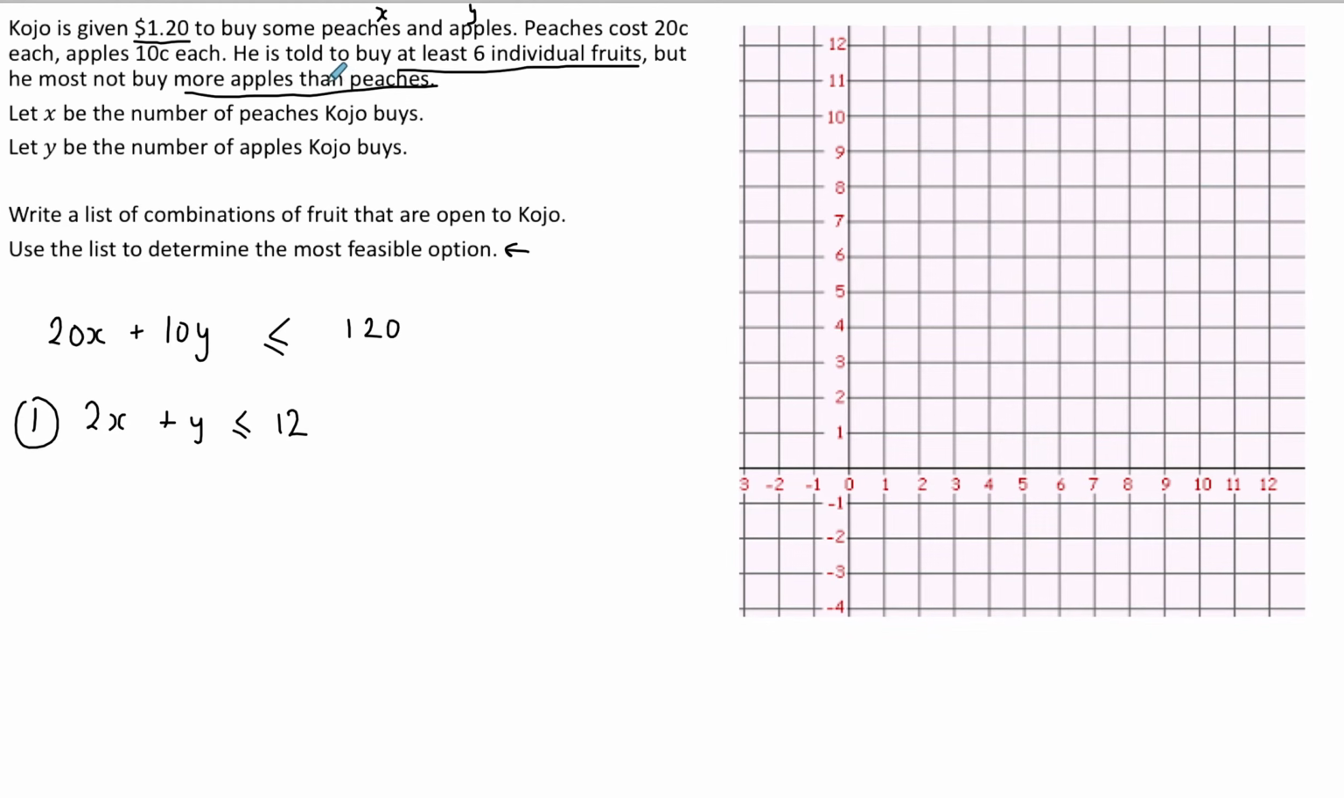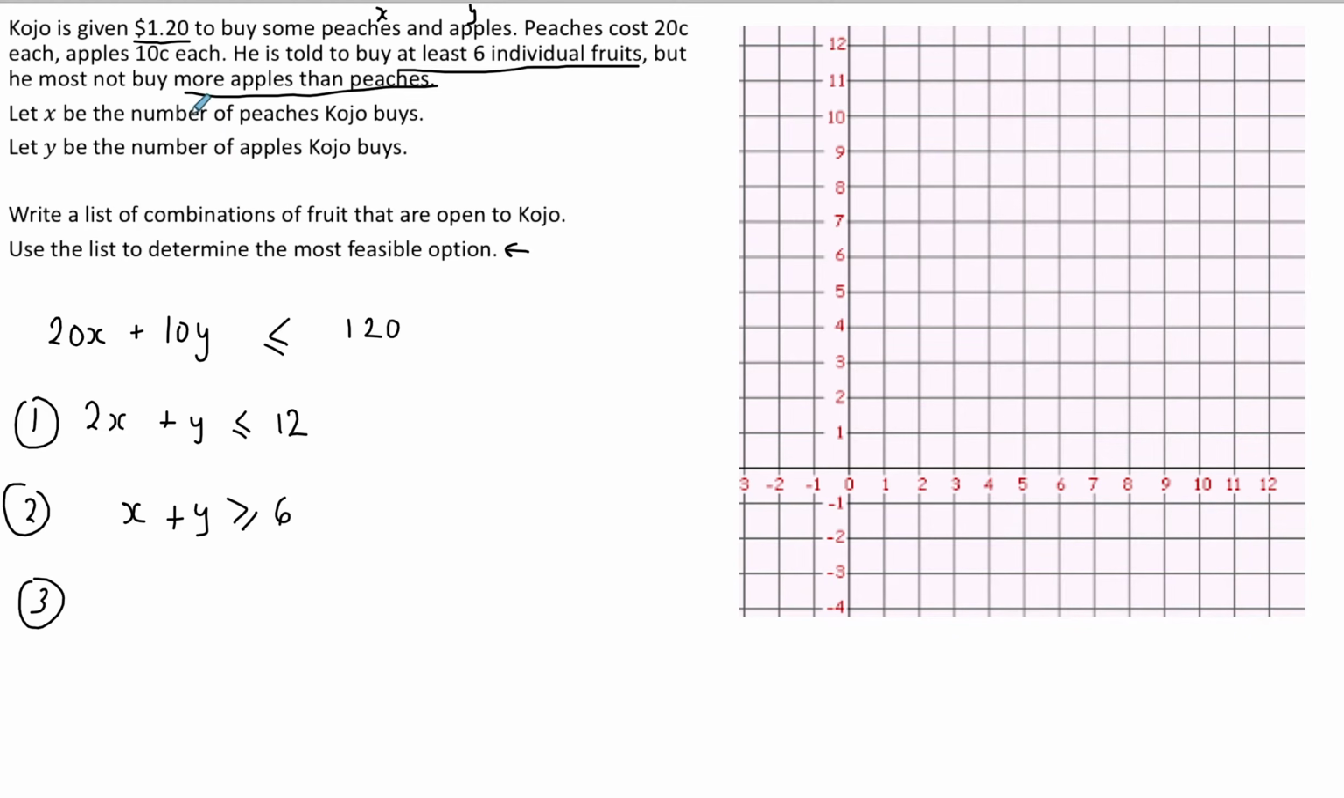The second inequality is that he should buy at least 6 individual fruits. So the combination of the number of peaches and the number of apples should be at least 6. It could be more than 6, but the least it could be is 6. So that's my other inequality.